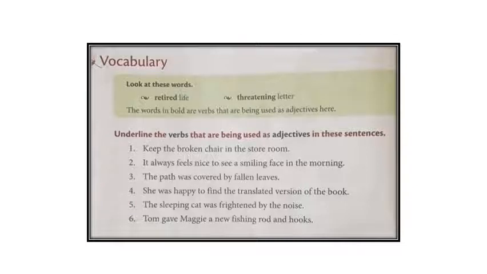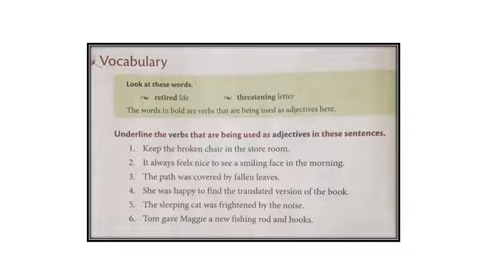You have to underline the verbs that are being used as adjectives in these sentences. Almost all the time, adjectives stand as adjectives itself. Adjectives are used to describe a noun. For example, girl is a noun. We can describe the noun girl with the word beautiful. Beautiful girl. What kind of a girl it is? Beautiful girl. So the word beautiful is an adjective there. That is an adjective itself.